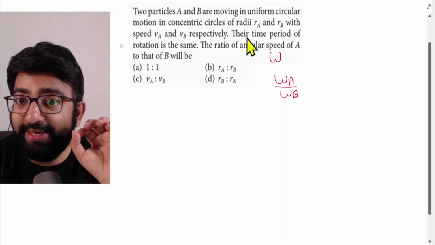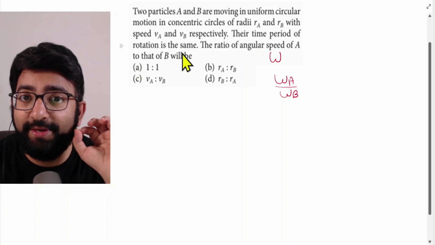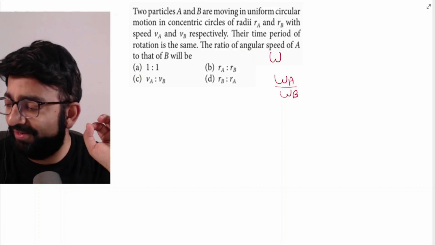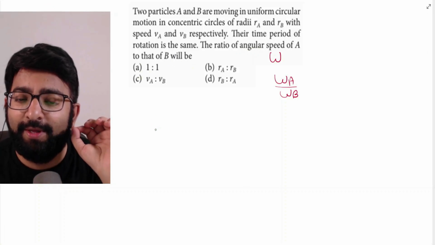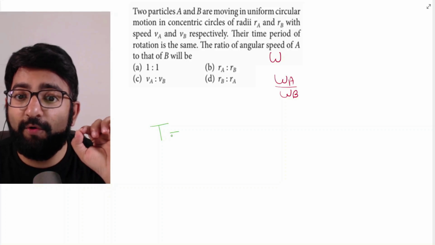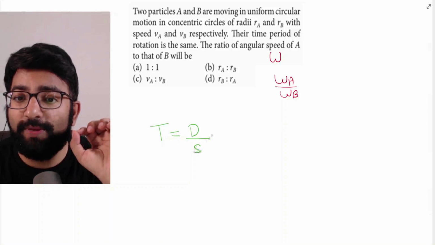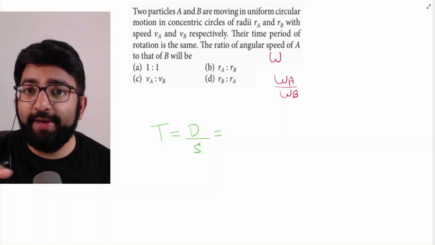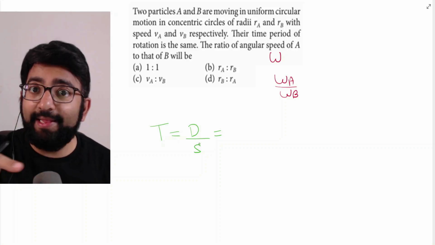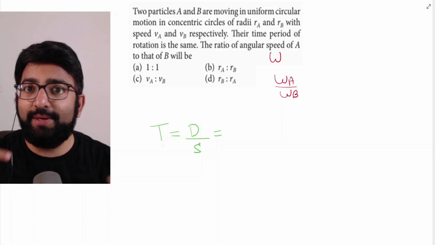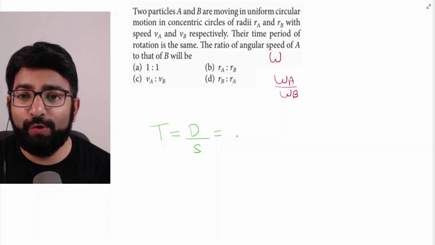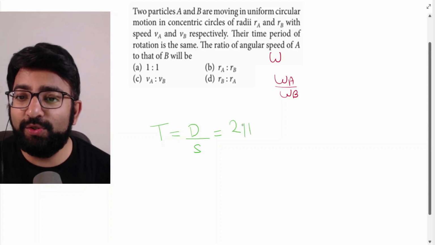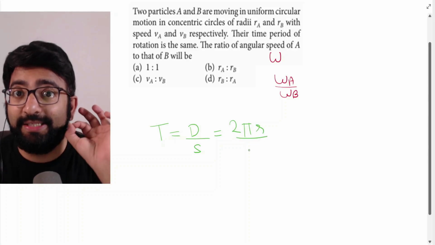In the question, it is mentioned that the time period of rotation is the same. So, what indeed is the formula for time period of rotation? If we use the most basic formula for time, which is distance upon speed. Now, consider an object moving in a circle. What is the total length of the circular path, which is circumference? That is 2 pi r.